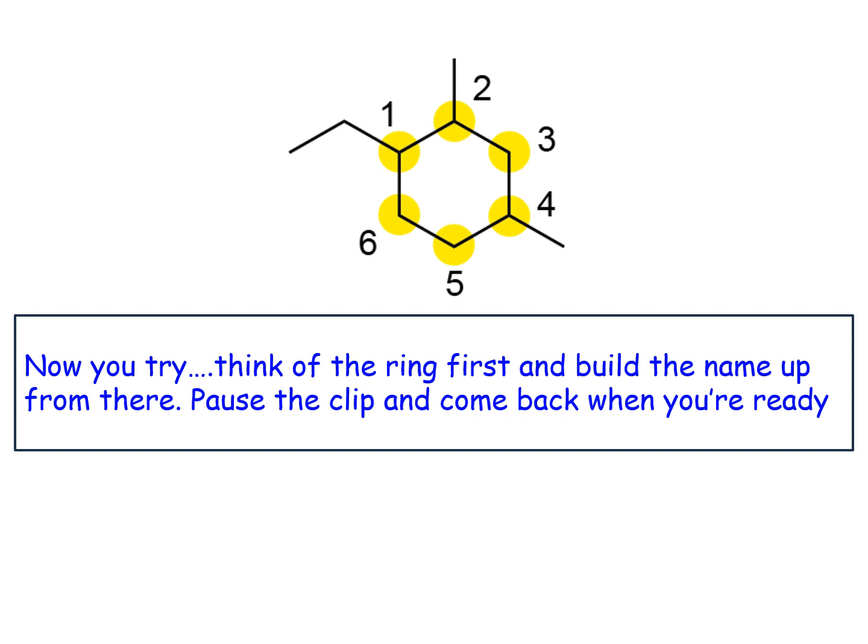So I'd like you to pause the clip and come back when you've thought about this one. Think about the ring first. The fact you've got 6 carbons in the ring, and then you've got an ethyl group here, a methyl here, and a methyl here.